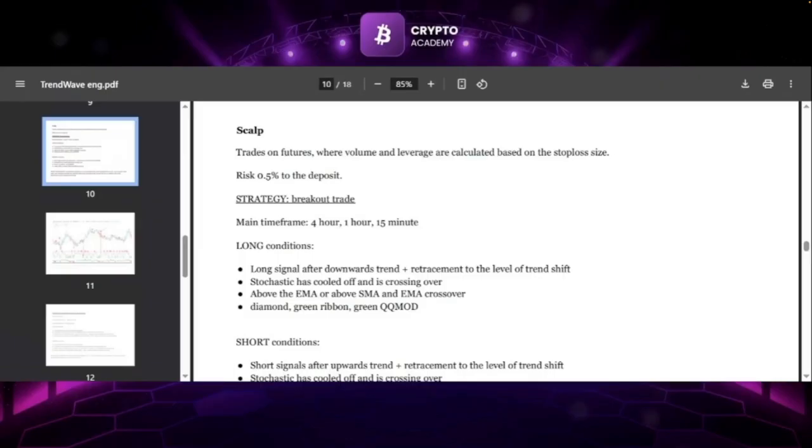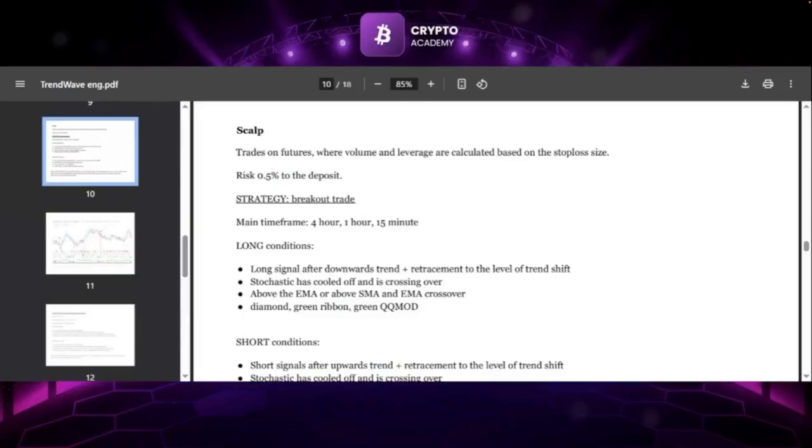For short, we must receive a signal for short after an upward trend, a pullback to the level of trend change where stochastic has cooled down and is crossing over. Also, additional confirmation is the presence of a seller on the red ribbon with a red QQ mode under the EMA or under the EMA and SMA crossover.